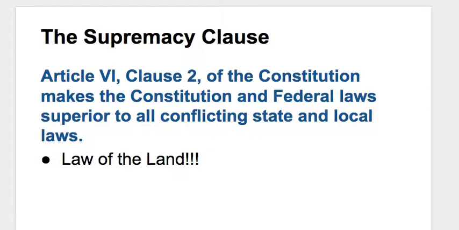And then there's the Supremacy Clause. Plain and simple, it just means that the Constitution is the supreme law of the land, and that every state must recognize the Constitution as the supreme law of the land.